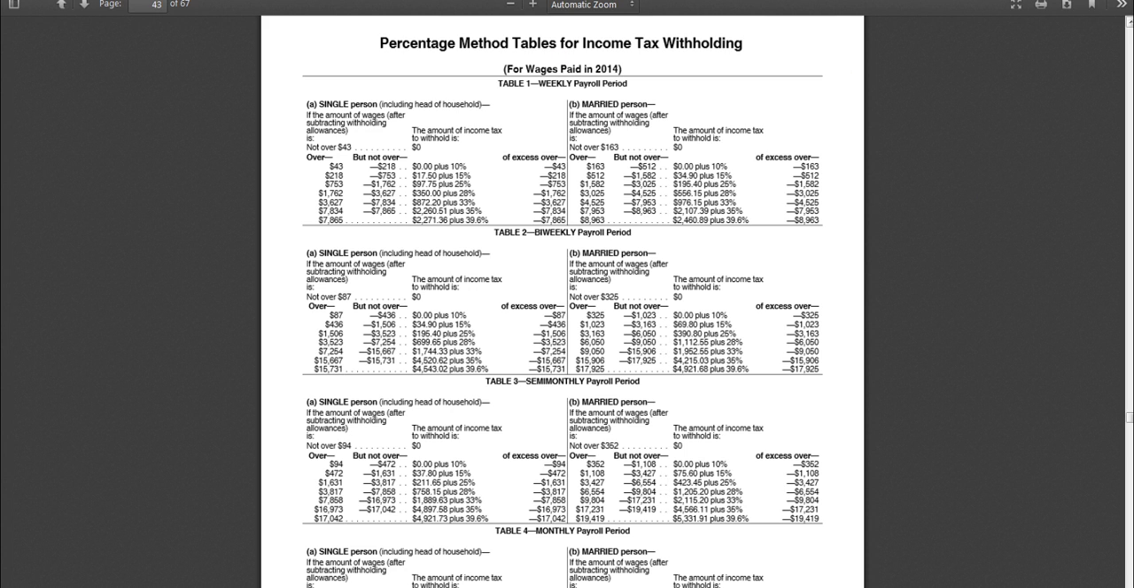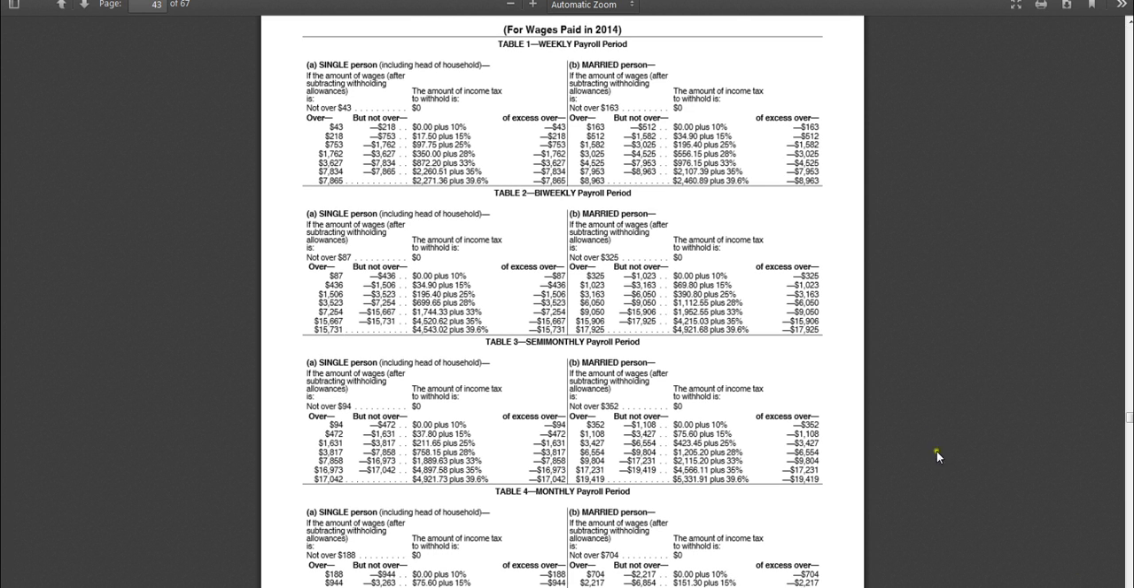You'll see that this table is broken out by pay periods. So you'll see weekly, biweekly, semi-monthly, monthly. Make sure that you're choosing the correct pay period. It's also set up by single person and married person. So when you find your section of the table for your pay period, if you have a single person, you're going to stay to the left. Married person, you're going to stay to the right.